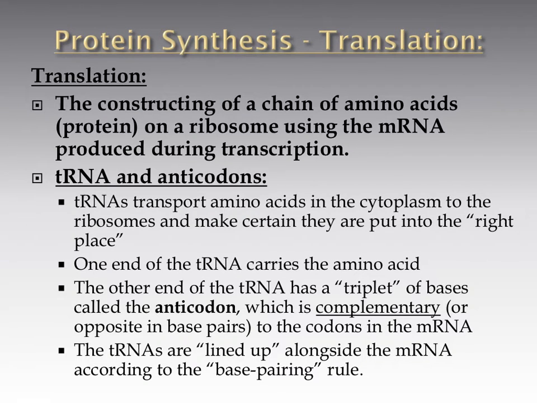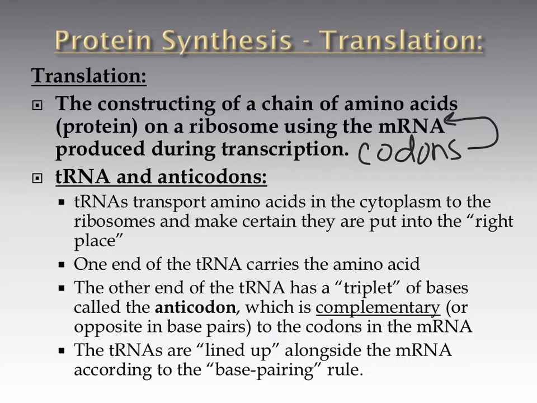So here we go with tRNA and anticodons. This is a little confusing. So we have codons in mRNA. So remember, the mRNA, the messenger RNA, is what was made in the nucleus by the DNA. That's the process of transcription. Now the mRNA is outside the nucleus. It's at the ribosomes. And this is where the tRNA comes in.